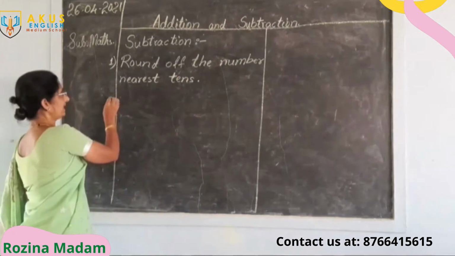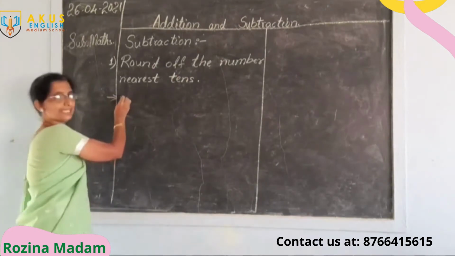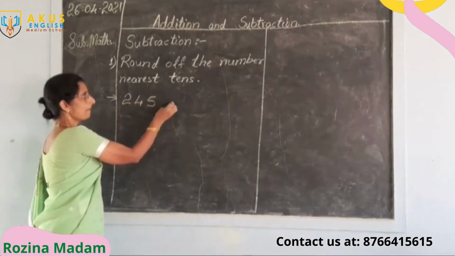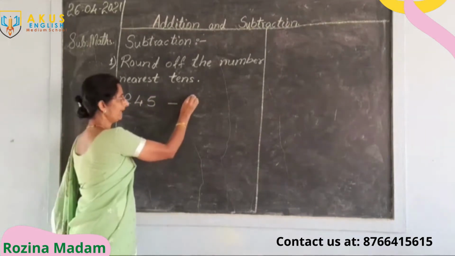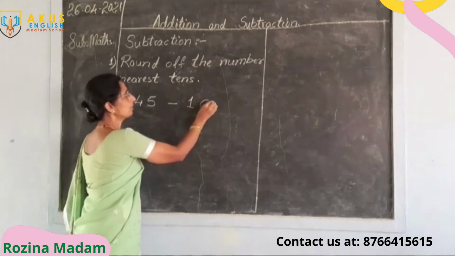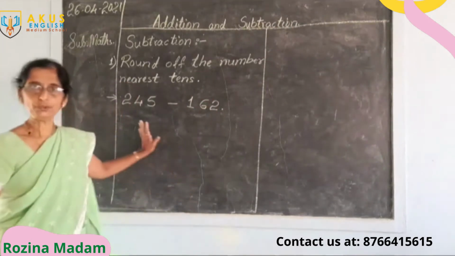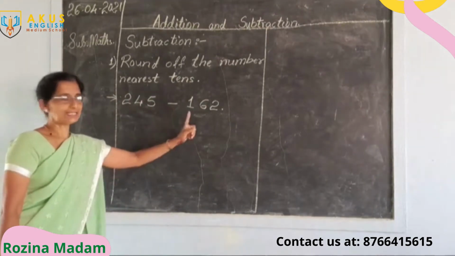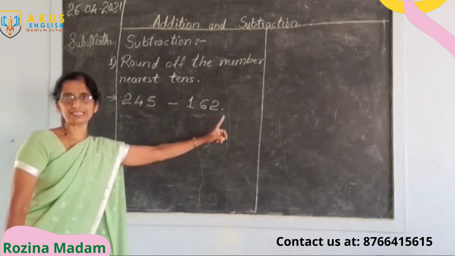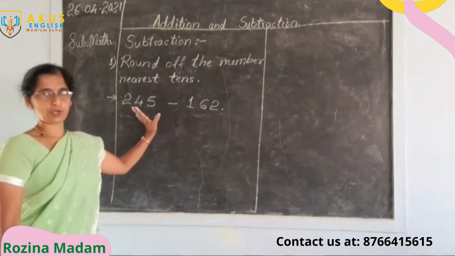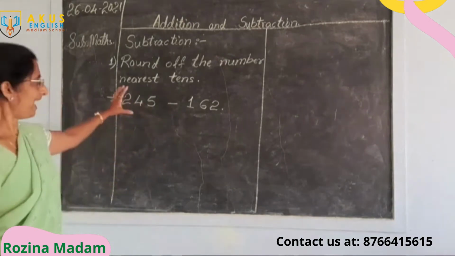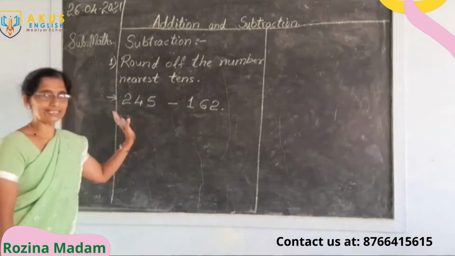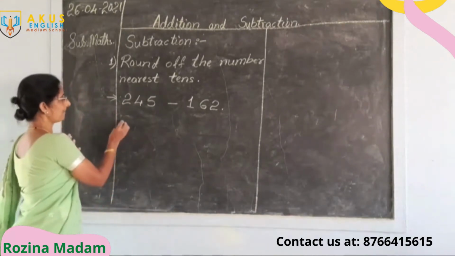Now the first one is the number 245 minus 162. Now there are two numbers. The first number is 245, minus the second number 162. Before subtracting, we have to round off the numbers one by one. So I'll take the first number.